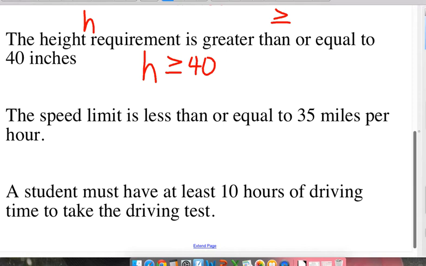Let's look at the next one, the speed limit. We don't know what it is, but we know that it's less than or equal to 35 miles per hour. So we must be driving through a neighborhood, and whatever the speed limit is, let's call that S for speed limit, has to be less than or equal to 35 miles per hour. That means you can go any speed as long as it is less than 35 miles an hour or equal to 35 miles an hour, and you are not in danger of getting a ticket for speeding. If you go anything over 35, you are in danger of getting pulled over for speeding.